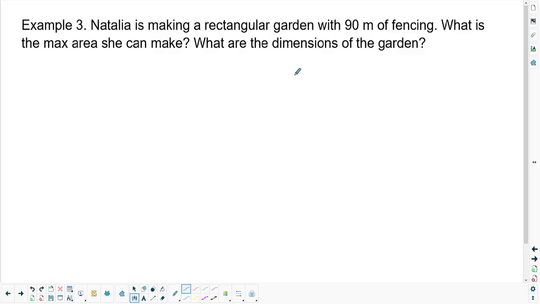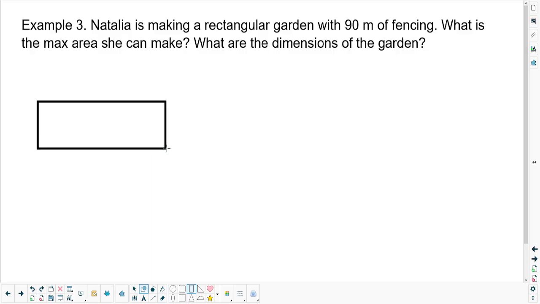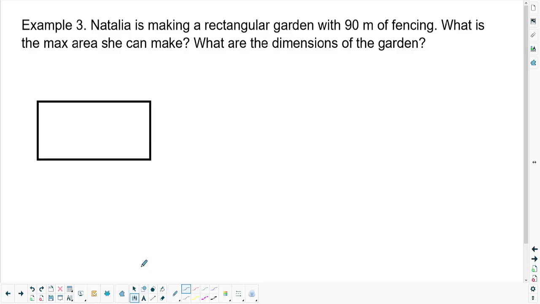So Natalia is making a rectangular garden with 90 meters of fencing. And I want to know what the max area she can make is, and then what are the dimensions. So first thing, let's just make a little picture about this. Here's a rectangle. 90 meters is all the way around. Now, you could do 1 and 1, that takes off 2, and then you're left with 88. So then you go 44 and 44.